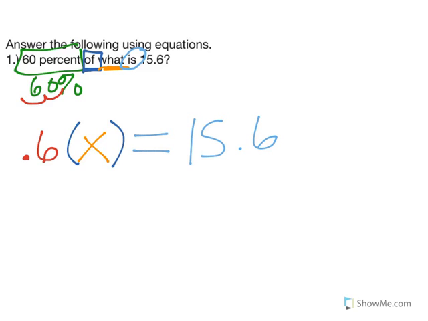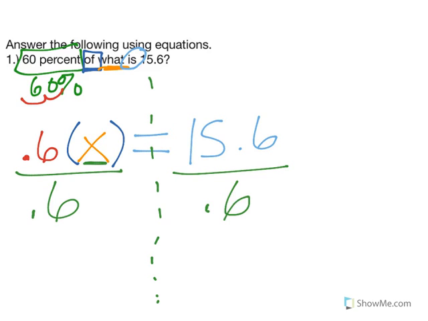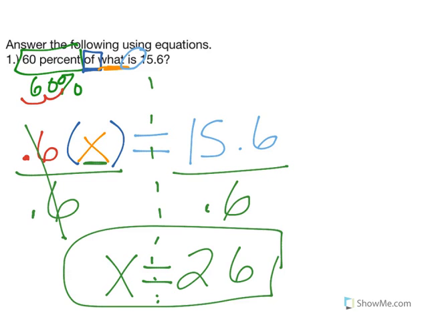We're going to use our solving equation skills, knowing the equal sign splits it equally in half. I need to get this x by itself. Right now it's being multiplied, so the opposite of multiplication is division. I divide both sides by 0.6, and I get x equals 26. So I'm going back to my problem. 60% of 26 is 15.6. And that is the process we will work through for these problems.